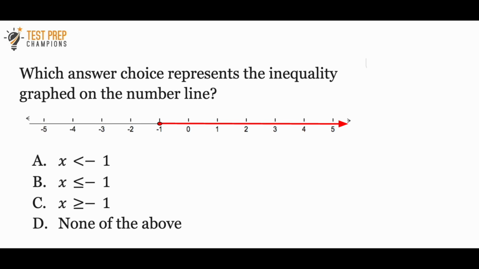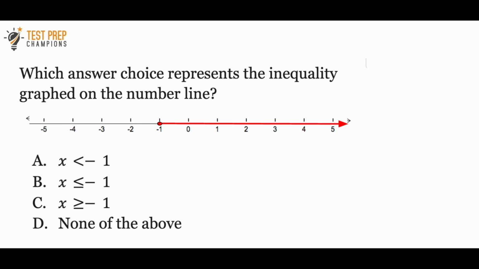Which answer choice represents the inequality graphed on the number line below? Is the answer A, B, C, or D? So now's your chance if you'd like to, before I let you pause the video, let me point out that this dot right here, this circle here, is right on -1. So just consider that this dot starts right on the -1. Okay, so let me give you a chance now to pause the video, try this out, and whenever you're ready, we'll go over the answer.